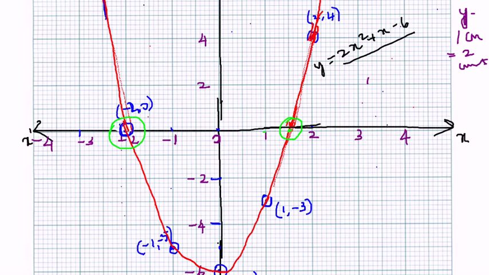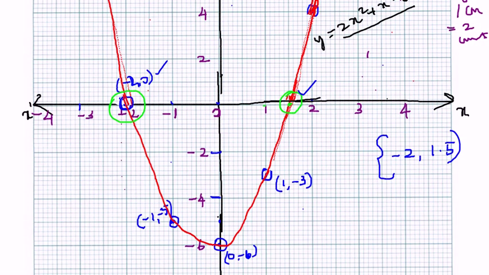So you can say that the solution set is going to be minus 2 comma 1.5, because the curve cuts the x-axis at 2 points, minus 2 comma 0 and 1.5 comma 0. You can say that the solution is x is equal to minus 2 and 1.5. So this is how you are going to solve the given equation graphically.